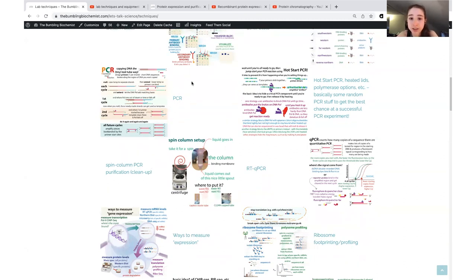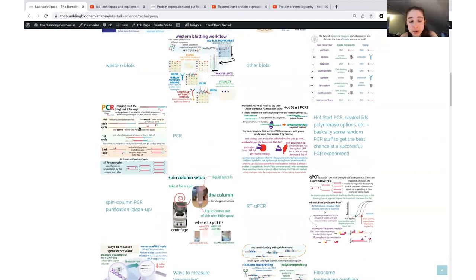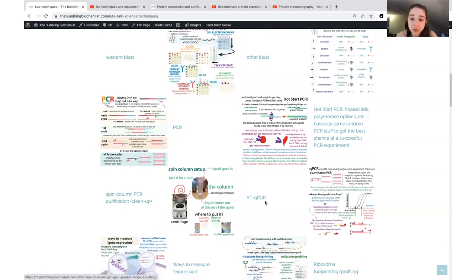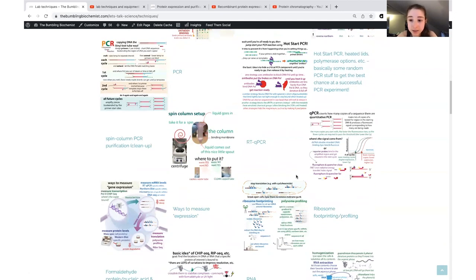But getting back to why this is helpful: if a sequence is present, you're going to be able to make copies of it. If that sequence is not present, then you're not going to be able to make copies. So this is another way to see things. You can use real-time PCR or quantitative PCR, qPCR, to measure the copies as they get made. The more copies you start with, the faster the copies will rise.